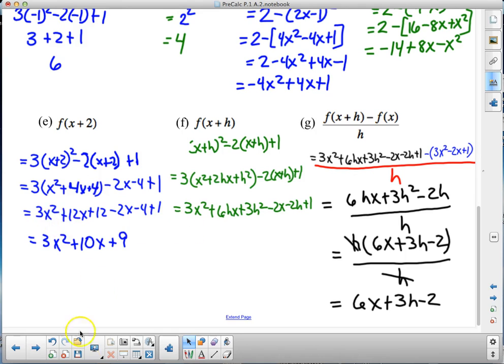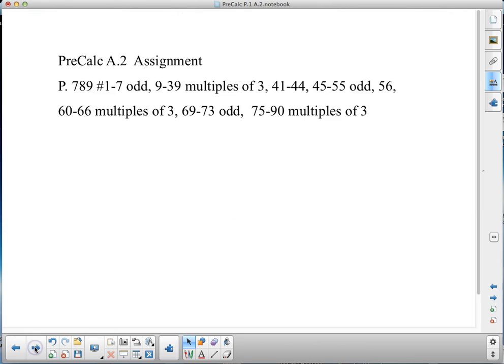So let's move on and let's get that going to our assignment, because we are done with working on factoring. So PreCalc A2 assignment, page 789, 1 through 7 odd, 9 to 39 multiples of 3, so you can go 9, 12, 15, 18, and so forth, all the way up to 39. 41 to 44, 45 to 55 are odds, 56, and then 60 to 66, again, multiples of 3, 69 to 73 odd, and 75 to 90 multiples of 3.